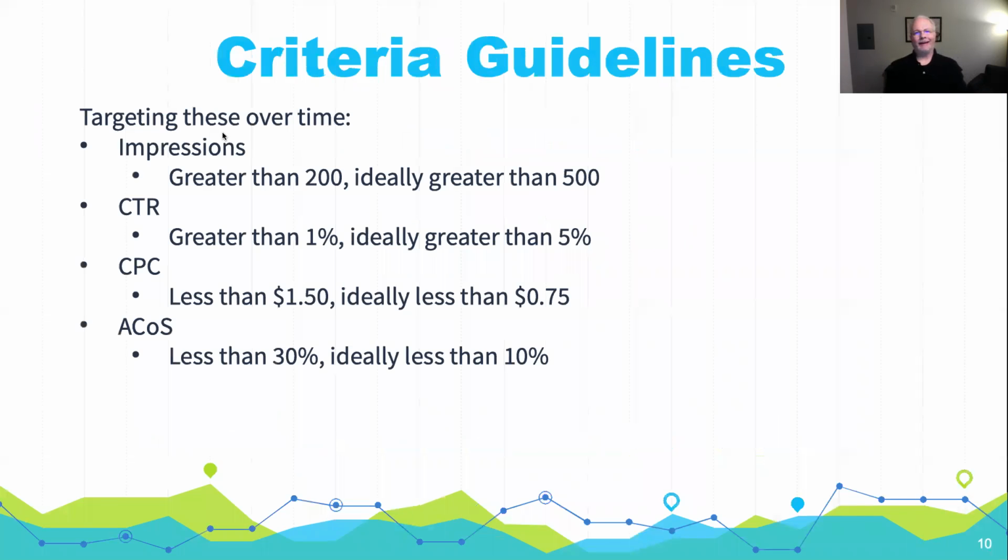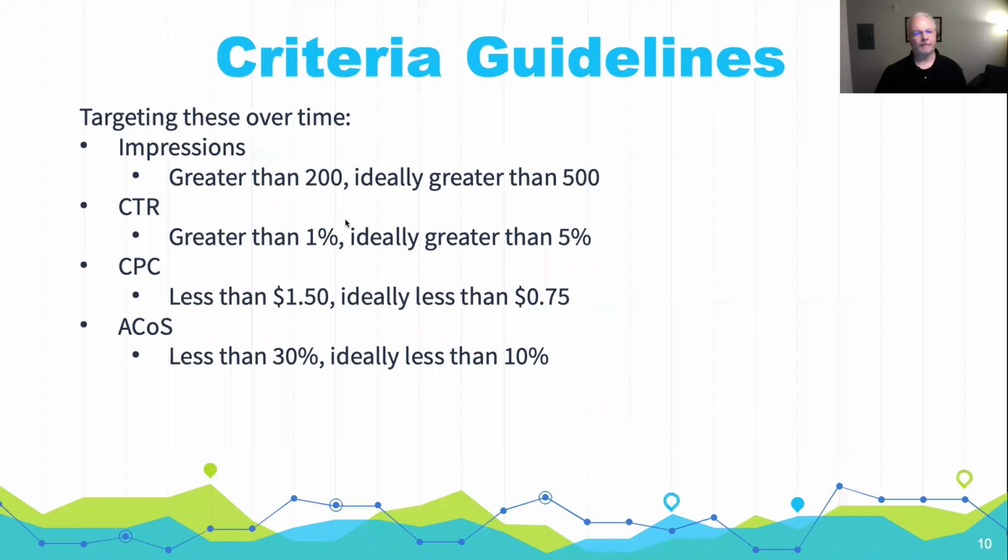So here are the general guidelines we're using. Again, these are guidelines that we're trying to go for, just a place to gauge where you're at. Normally when you first start out, you're not going to see these unless you have a really low competition, low niche market you're after, and maybe you've done a lot of data analysis at the beginning. Normally the way we've been teaching is we're going to get you started. You may not hit these initially, but these are things to go for. So we want impressions greater than 200 and ideally greater than 500. Click-through rate greater than 1%, ideally greater than 5%. Cost per click less than $1.50, and ideally less than 75 cents. And ACoS less than 30% and ideally less than 10%.